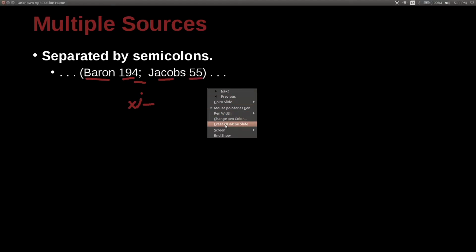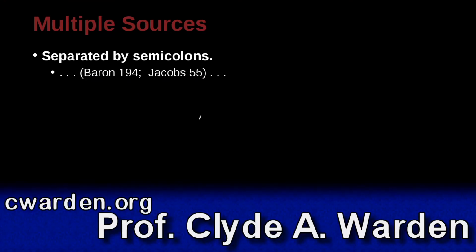If you have more than one source inside of a parentheses, how do you separate them? You separate them by using the semicolon. Remember, semicolon, no space before, one space after. So here we have Barron, 194. What is 194? 194 is the page number. Jacobs, 55. What is 55? 55 is the page number.